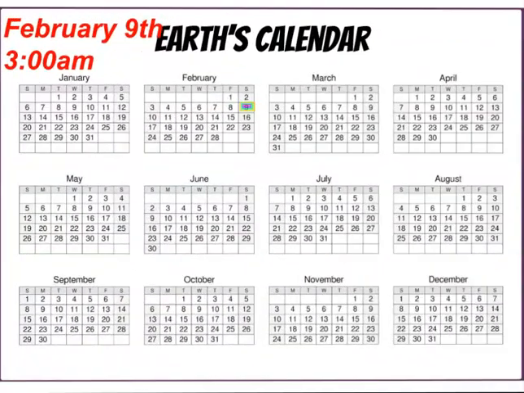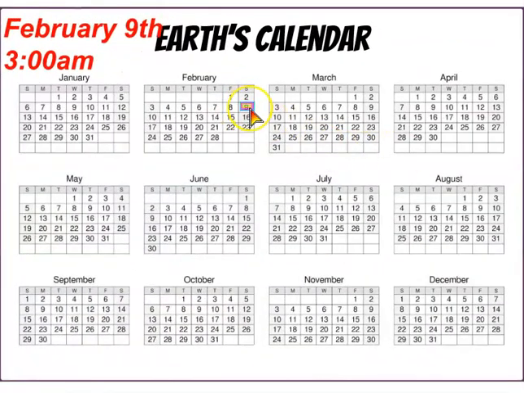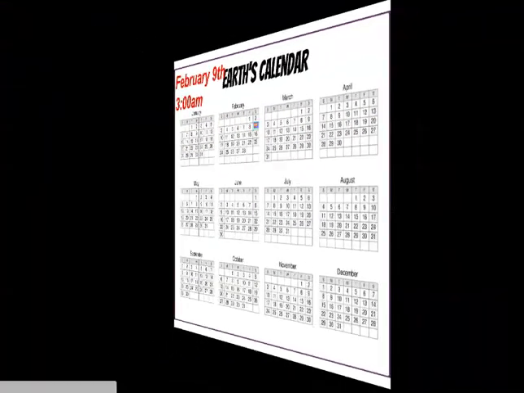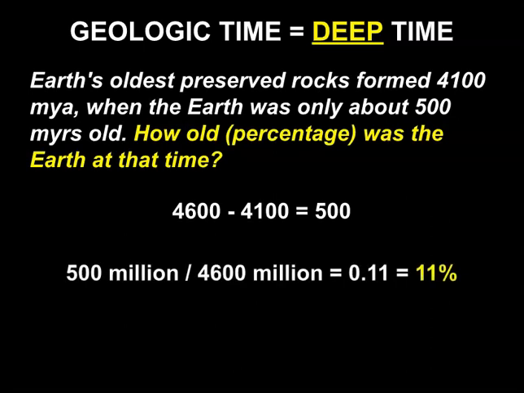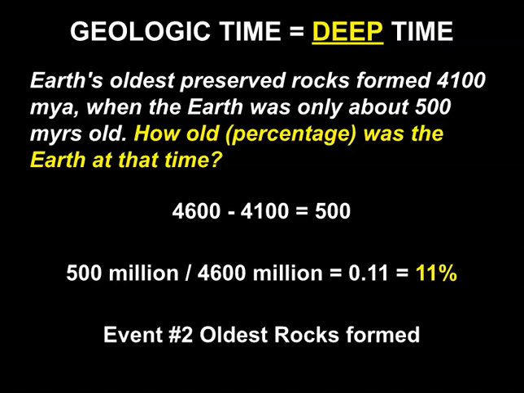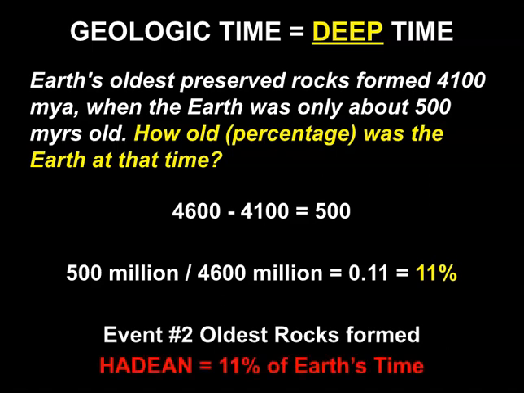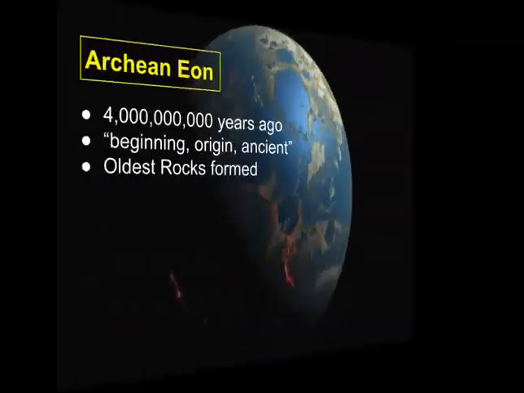And then what happened then was, and you can see here, we're at February 9th at 3 in the morning. So basically all of January into February, that is when rocks were formed. Okay, so how we can kind of figure this out mathematically is if we know that Earth formed 4.6 billion years ago and we have rocks show up at 4.1 billion years ago, that represents 11% of Earth's history. Okay, so the Hadean era was 11% of Earth's time. So 11% of Earth's time basically was just the formation of rocks.